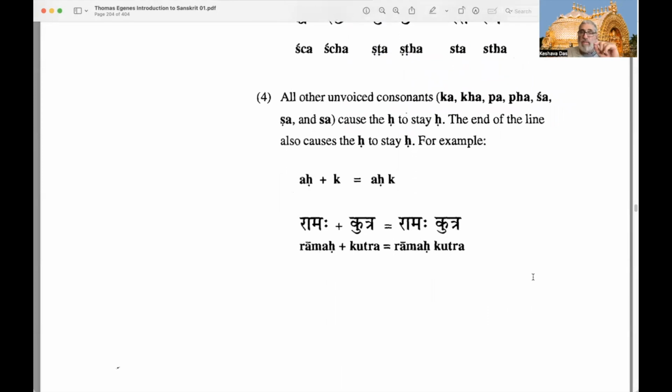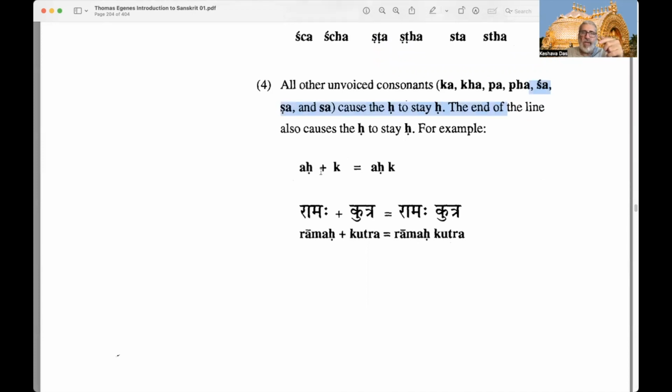So all other unvoiced consonants, ka, pa, sha, sa, the Visarga just stays as a Visarga. It doesn't change in case the second word starts with ka, pa, or any of the S's, right? It stays the same. Anyway, optionally it may change with the S's, but let's see.